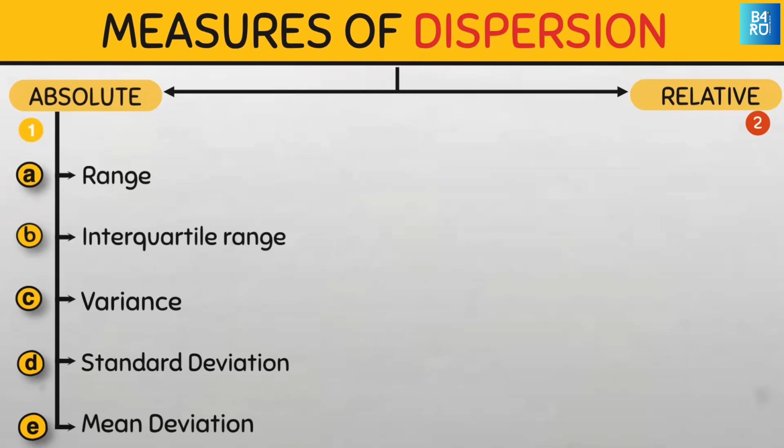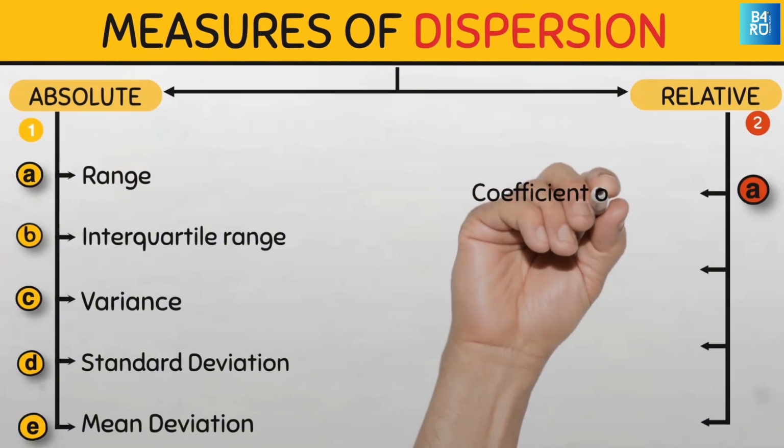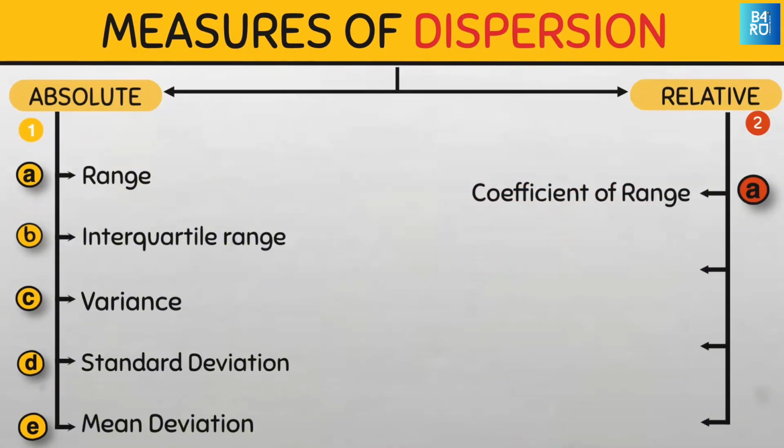Now let's go on to the relative measures. Relative measures, on the other hand, express dispersion as a ratio or percentage, making it easier to compare variability across different data sets or units. Here are the different types. A. The coefficient of range. This is the ratio of the range to the sum of the highest and lowest values.